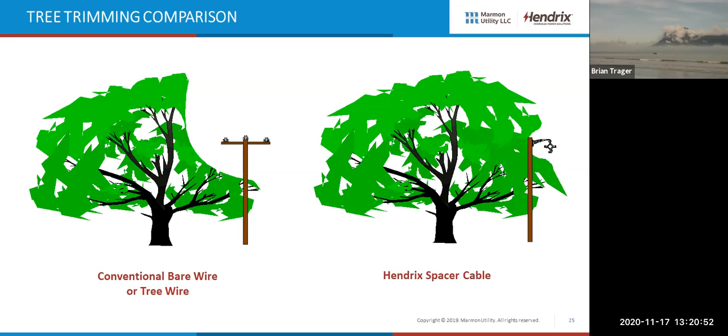If you take a look at on top, I no longer have to remove those branches because if they get wet and come down, they will sit on the messenger. And that messenger is made to handle that. Number one, it has a very high rated tensile strength, so it can handle a mechanical load. And number two, it's grounded every 500 feet or less, so it can also handle that electrically.